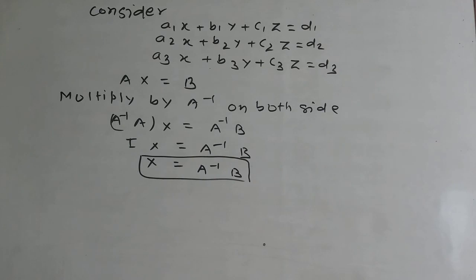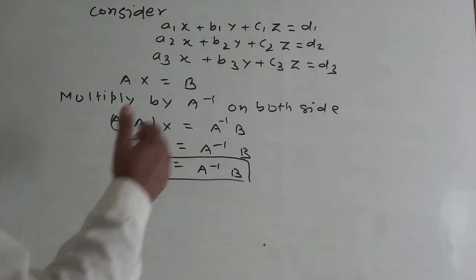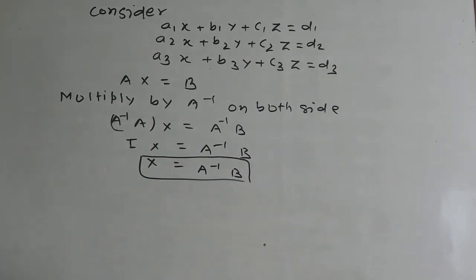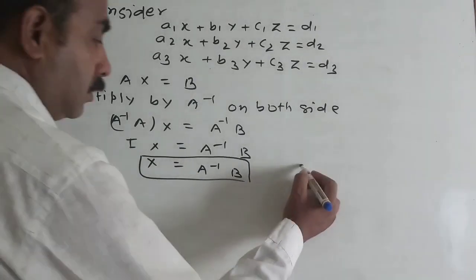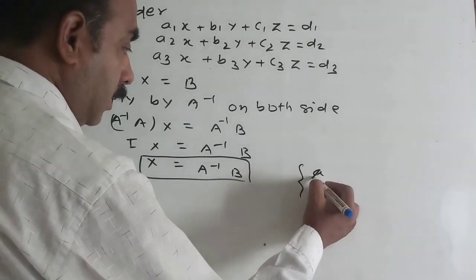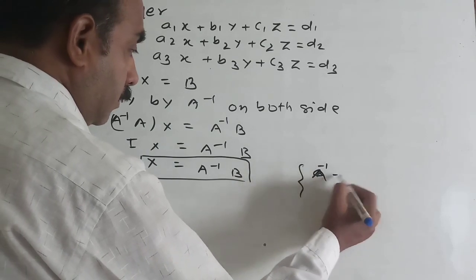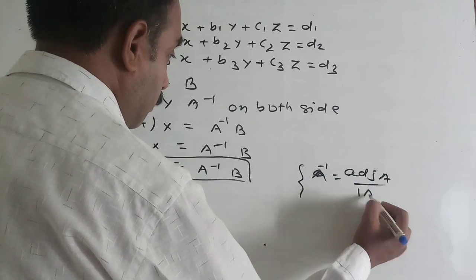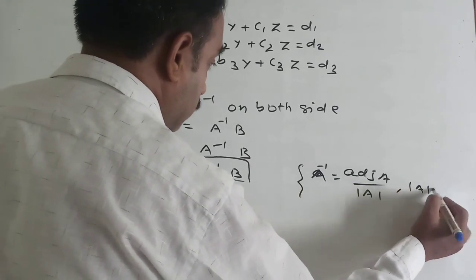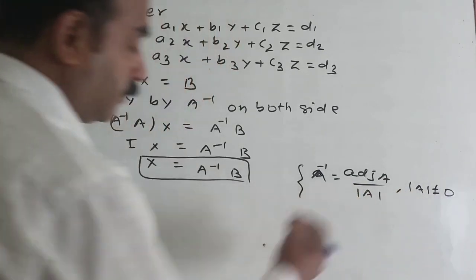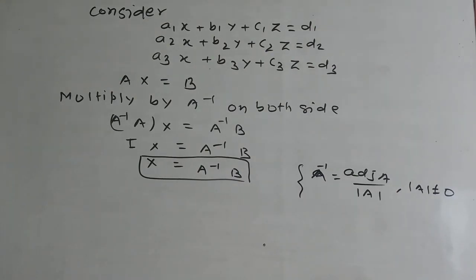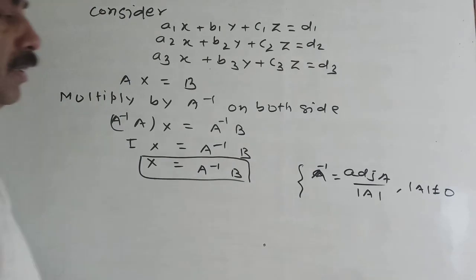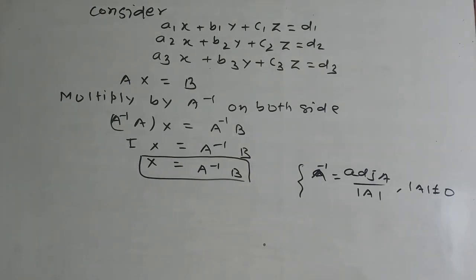If Ax is equal to B is any matrix equation, then the solution of this matrix equation will be X is equal to A inverse B. I have already told you that A inverse will be equal to adjoint of A upon determinant A, and determinant A must be not equal to 0. A inverse will exist if determinant A is not equal to 0.